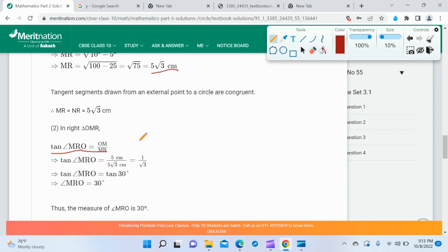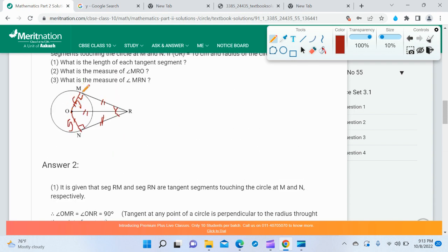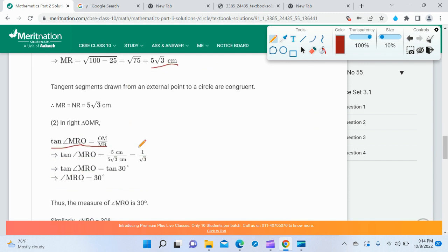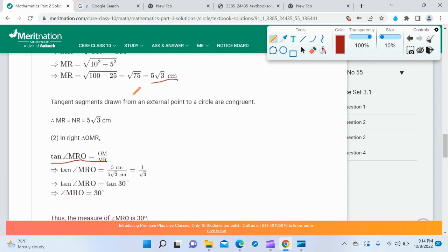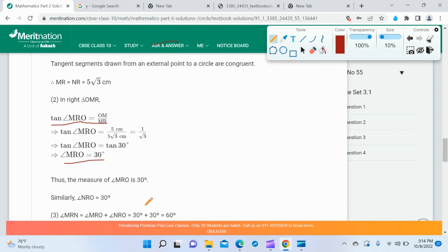Tan MRO is equal to, the value of OM we know is the radius, so 5 centimeter, and the value of MR we recently calculated is 5 root 3. So OM by MR, the 5 cancels, and now it is 1 by root 3. We know the value of tan 30 degree is 1 by root 3. So tan MRO is equal to tan 30 degree, which means MRO is equal to 30 degree. Correct. Thus the measure of MRO is 30 degree.